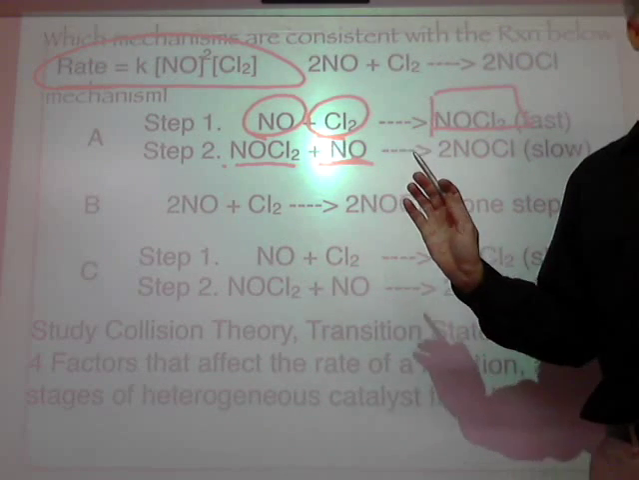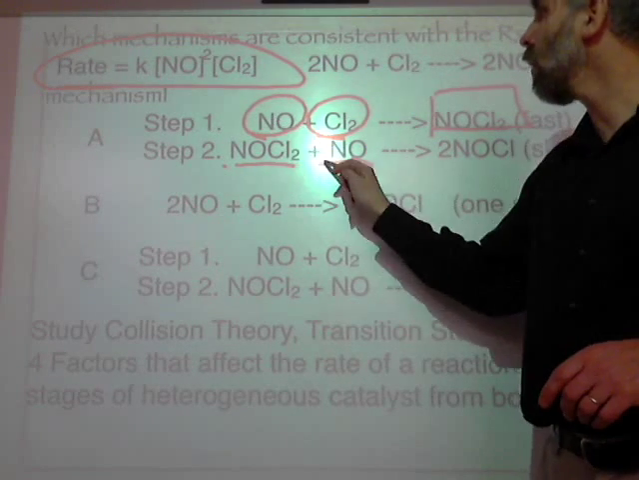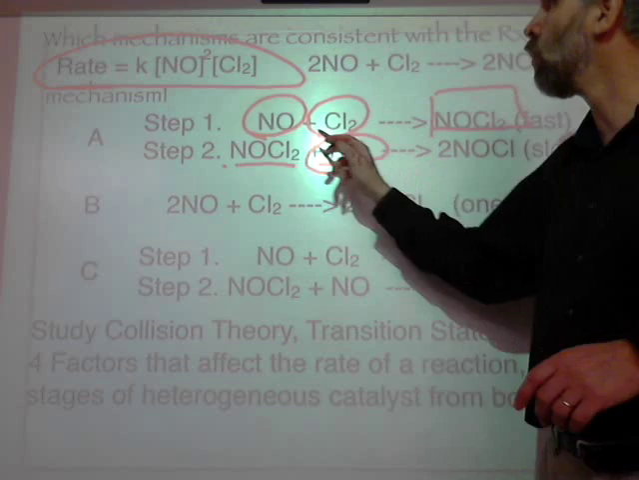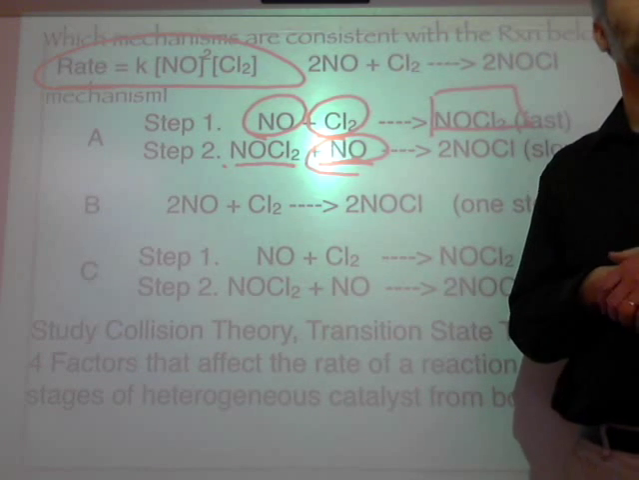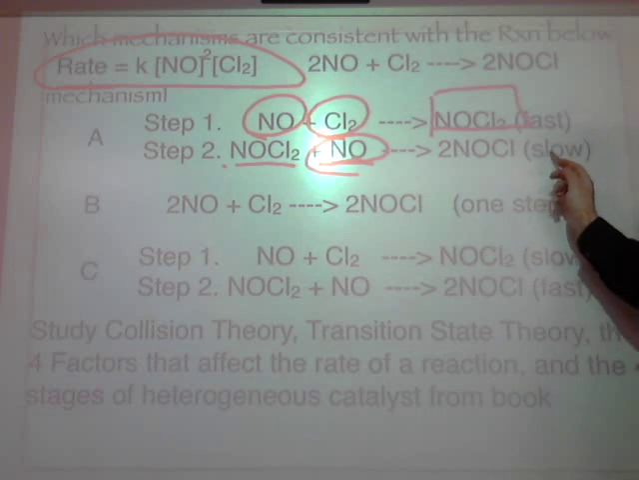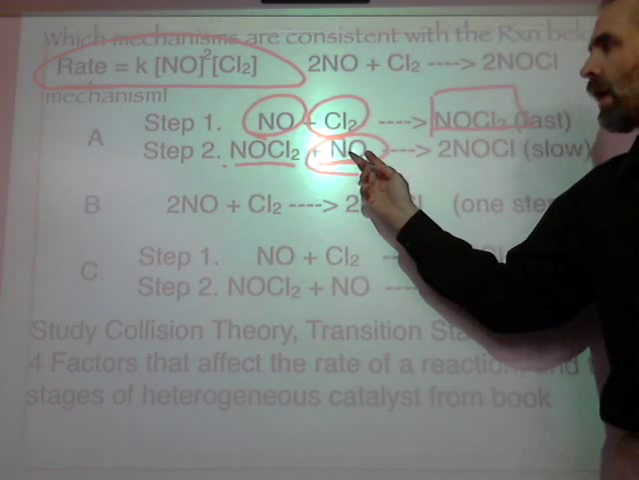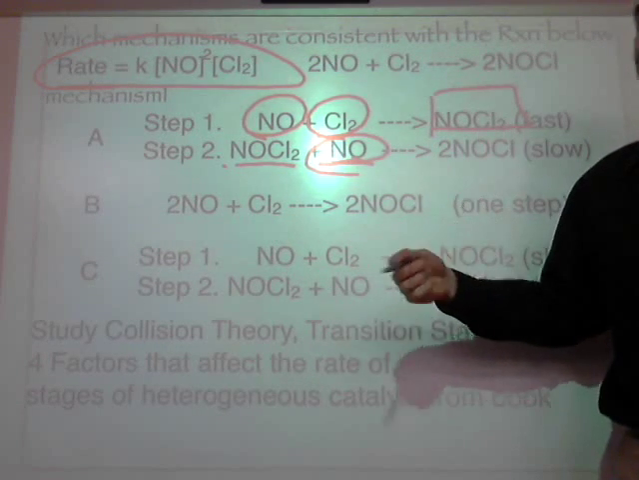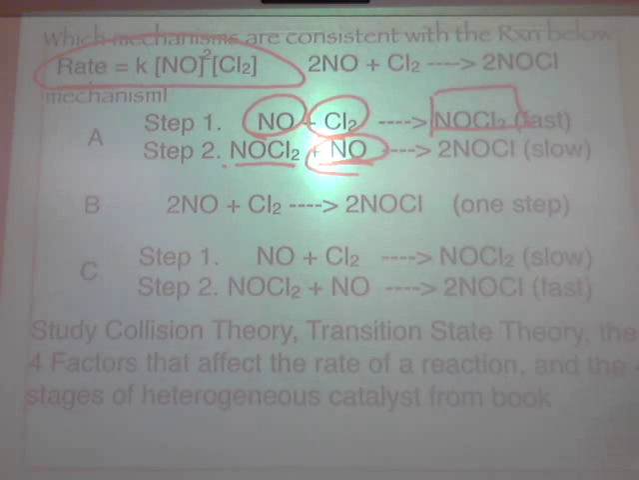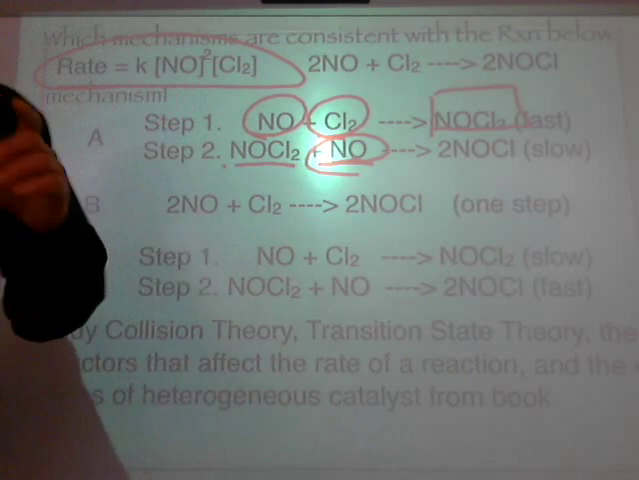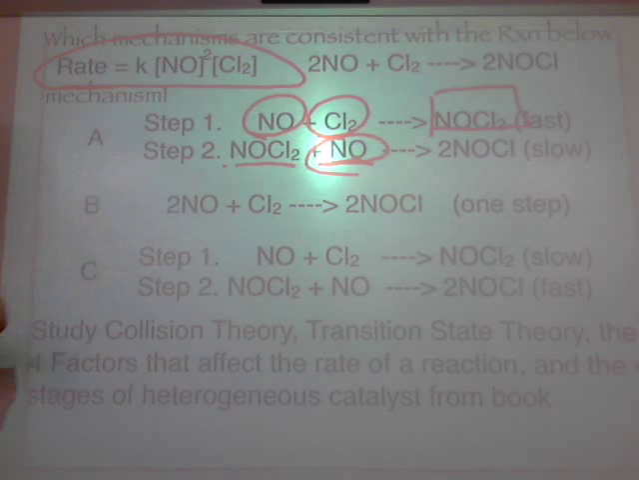So let's look at what we have. All of those have been used now. NO twice and Cl2 once. Does that make sense? Absolutely. This one is consistent. You might have just looked at it and said, well, no, it's not consistent because in the slow step you only have NO being used once. You'd be wrong. NO is used up here and Cl2 is used up there. So it's the same thing as using them when you use that intermediate in a following slow step.